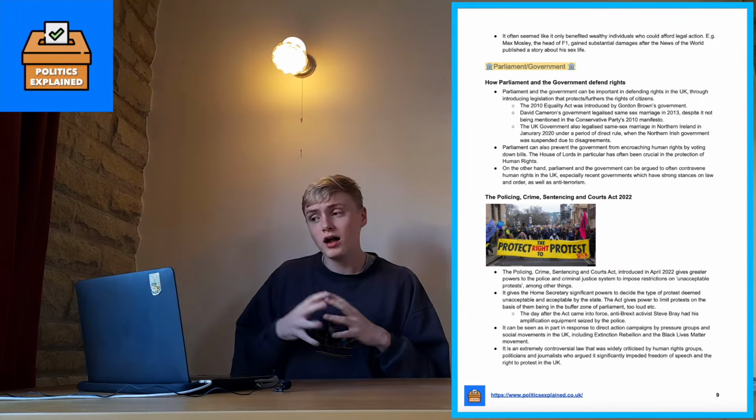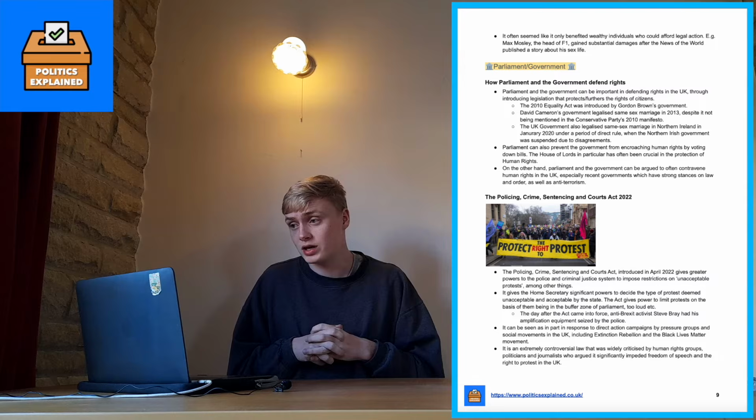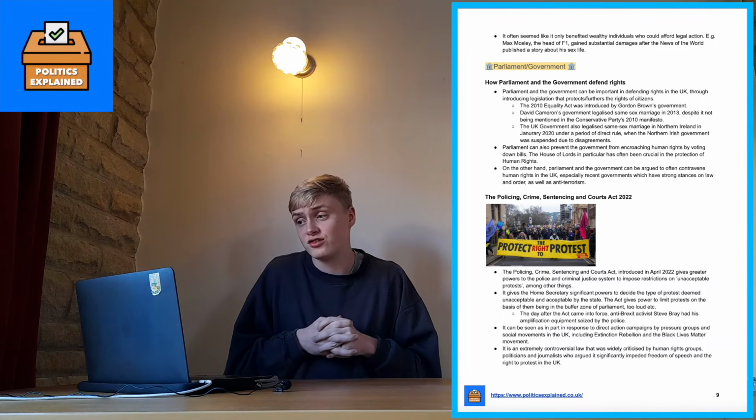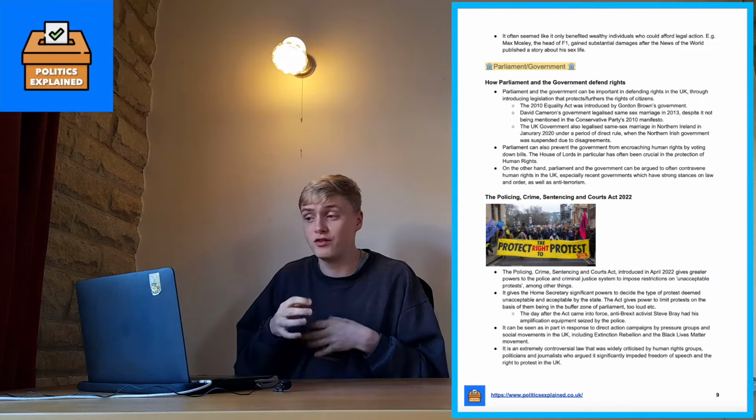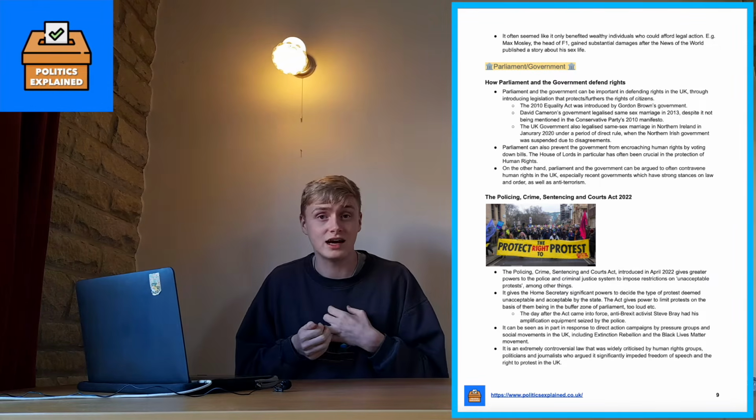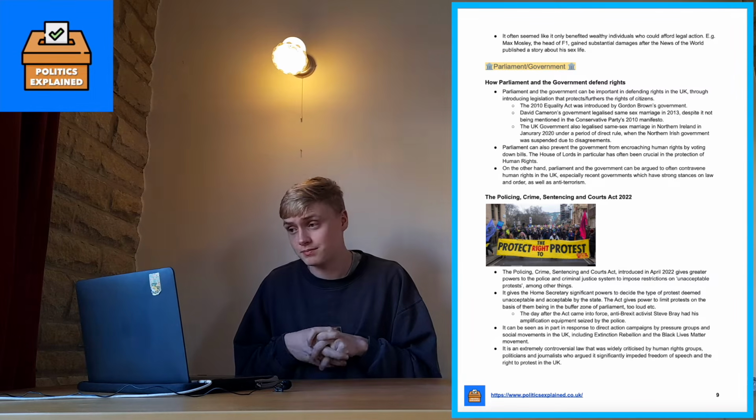So, how do Parliament and the government defend rights in the UK? The key way that Parliament and the government defend rights is through introducing legislation that protects or furthers the rights of citizens. So that's the ones we went through, right? The Human Rights Act, Equality Act, Freedom of Information Act especially.